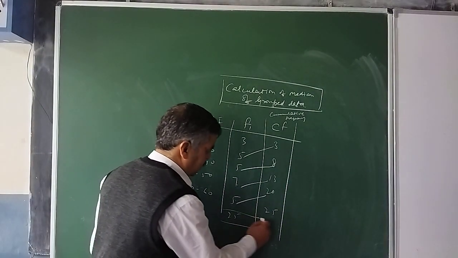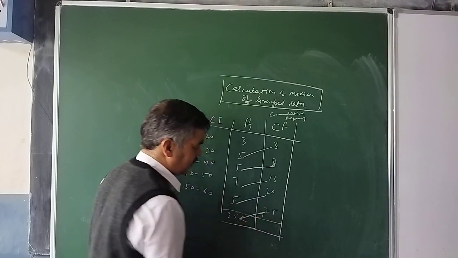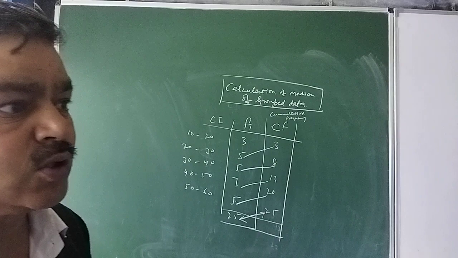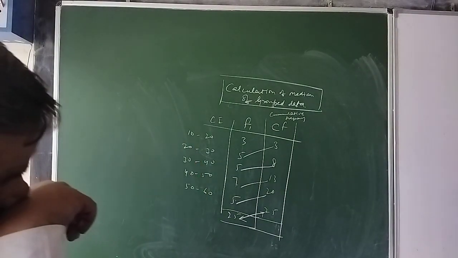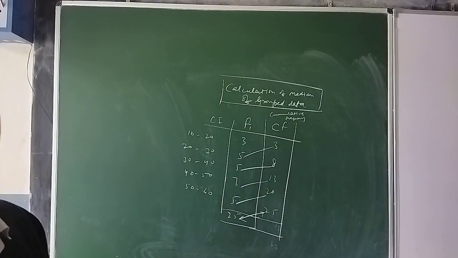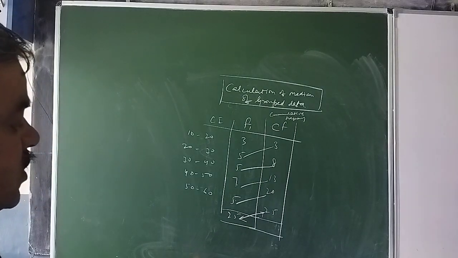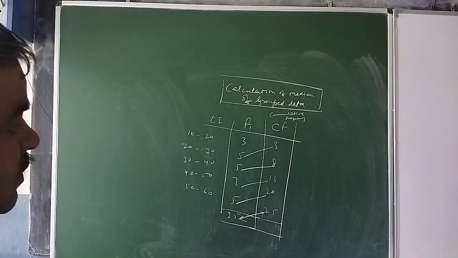So the last cumulative frequency and the sum of the frequencies will always be the same. That is the cross check you can always do, to see whether the sum you did in the column of cumulative frequency was correct or not. Your last cumulative frequency must match the sum of the frequencies. In that way you can cross check. So that is a one-way process.